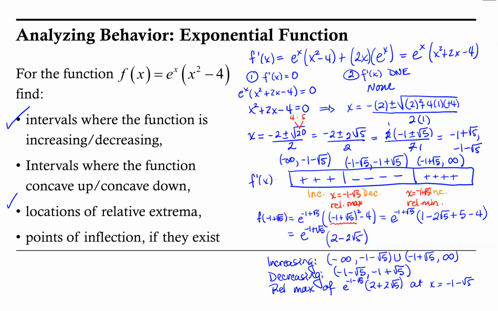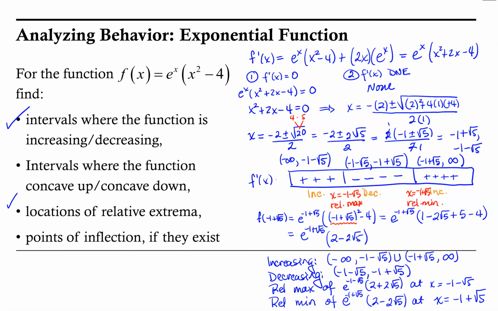So we can say that we have a relative minimum by the first derivative test of e to the -1 plus square root of 5 times 2 minus 2 square roots of 5, and that occurs at x equals -1 plus the square root of 5.